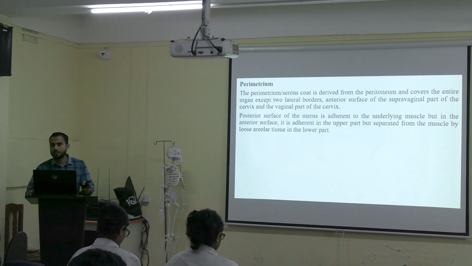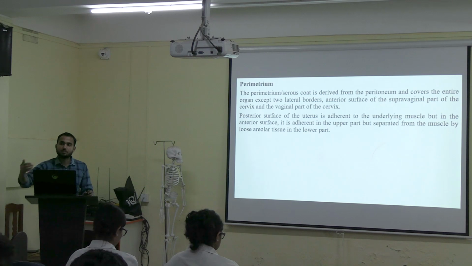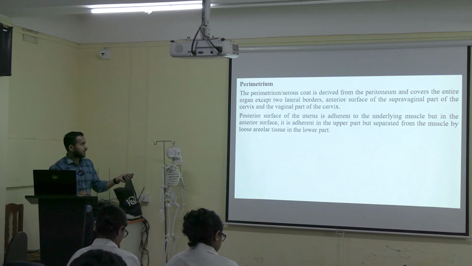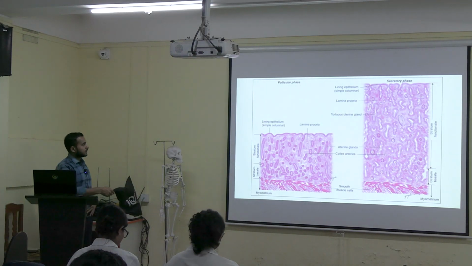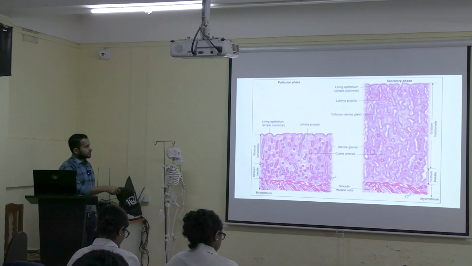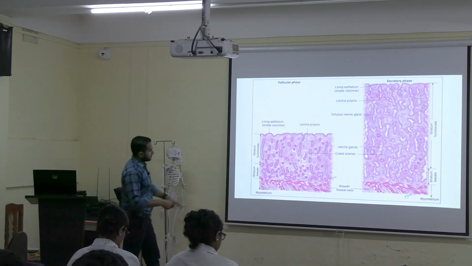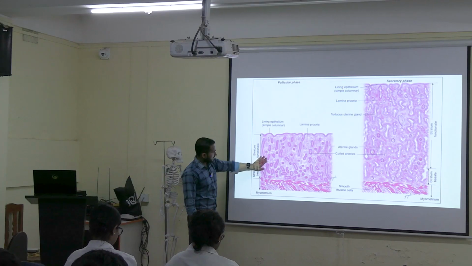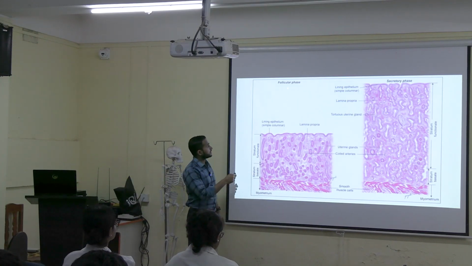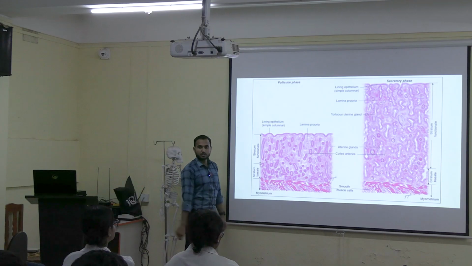So जहाँ पे peritoneum है, that will form the perimetrium, or you can say the serous coating. And the part where this serous coat is absent is formed by loose areolar tissue. Now here you can see the images of the uterus, where the layers you can see. So this is the endometrium. This diagram is of the follicular phase and this diagram is for the secretory phase.